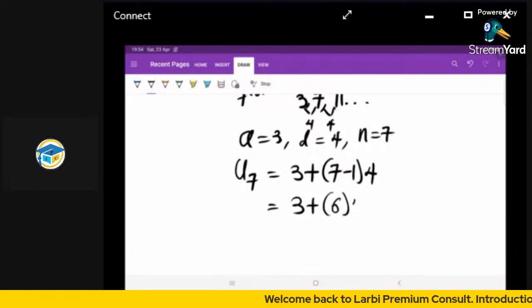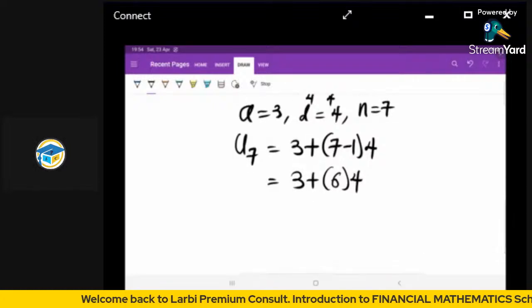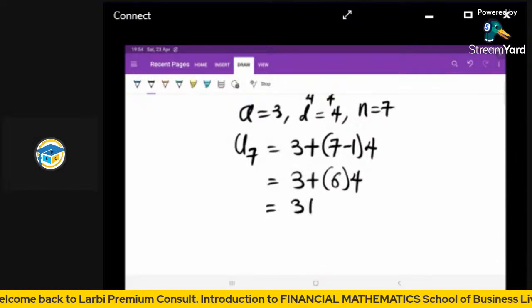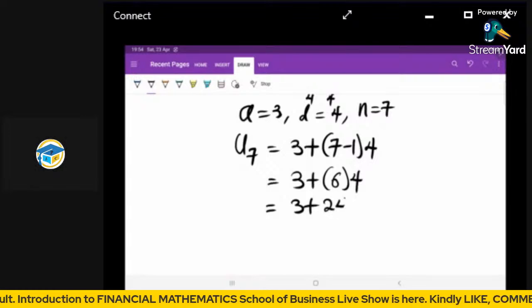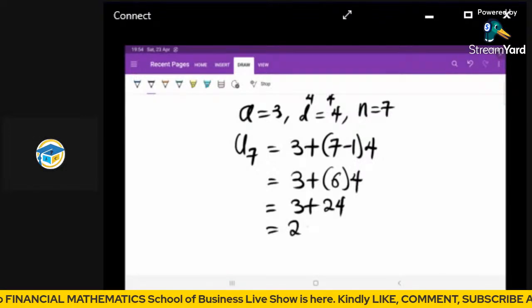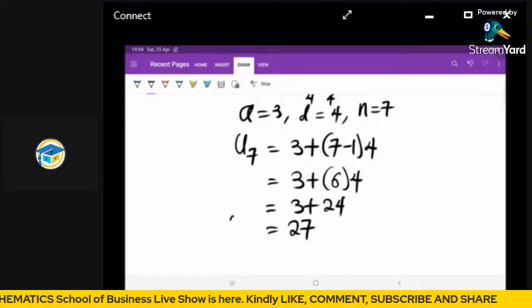6 multiplying what? 4. I believe that is clear. All right. So at this point, we can say that here is 3, here 6 multiplying 4 is going to give us what? 24. And therefore we can say this equals what? 27. So this becomes your U7.